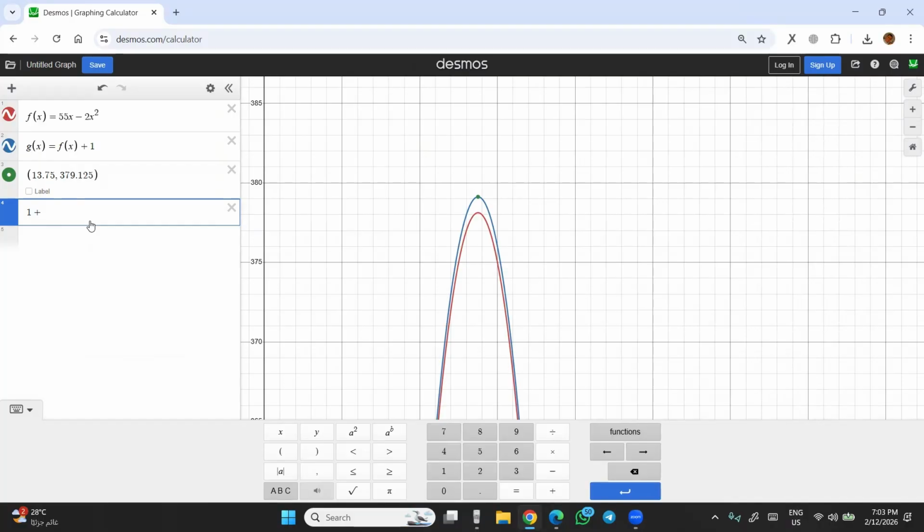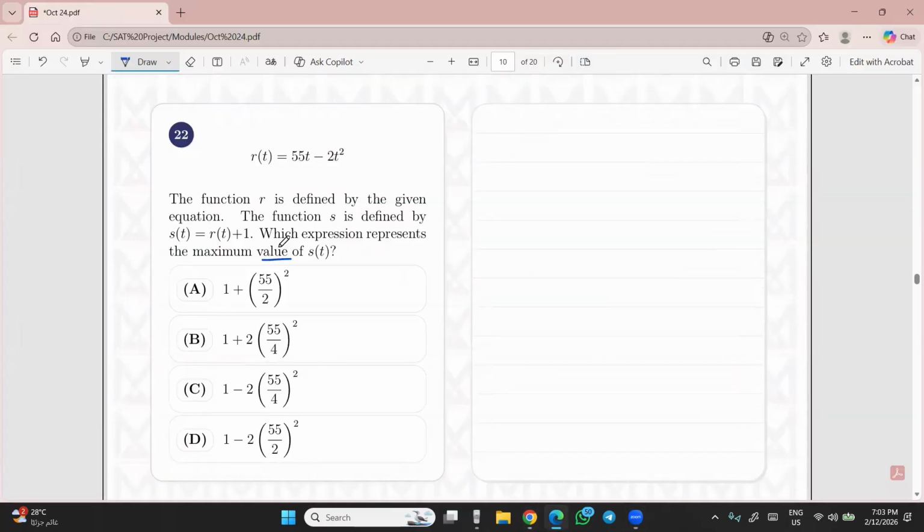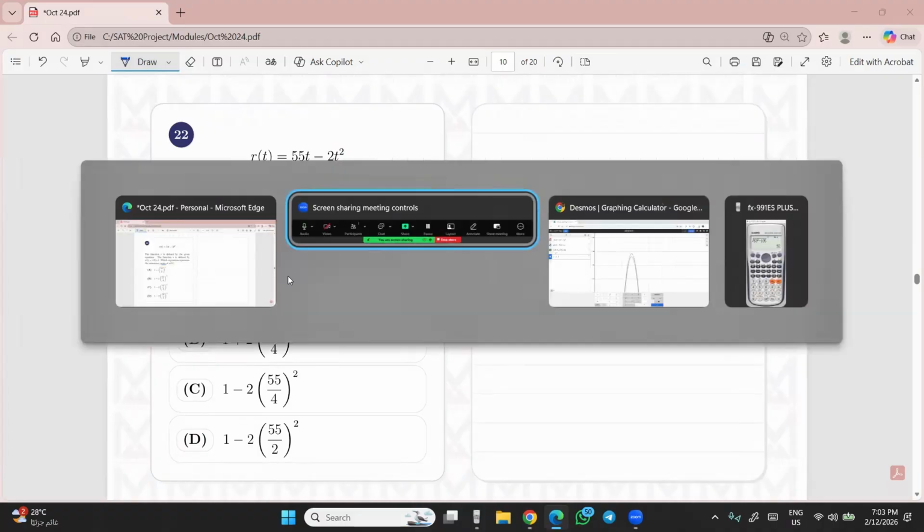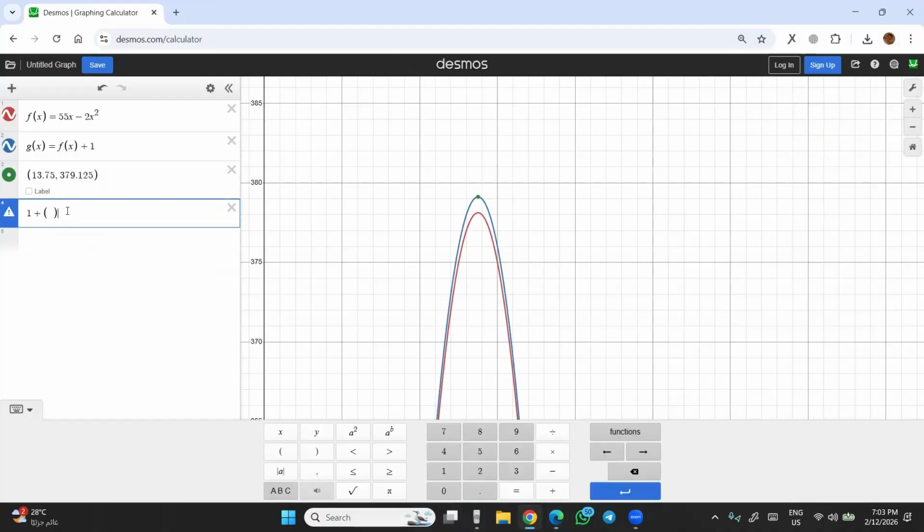1 plus a pair of parentheses like this, and we go inside and write the fraction of 55 over 2. Out here we write squared, and inside we write 55 over 2, and read the answer like this number, 757.25. It's not the same as this one, so letter A is not correct.